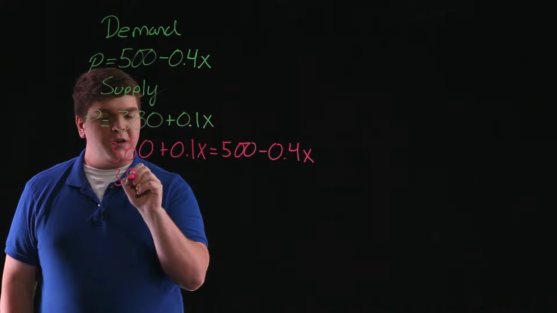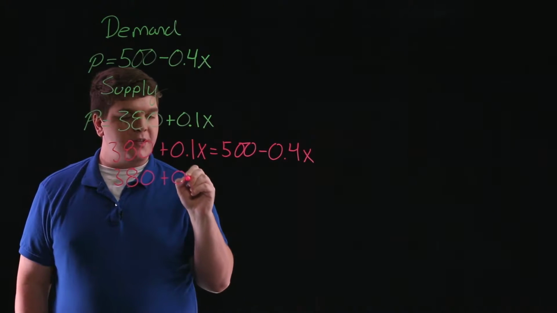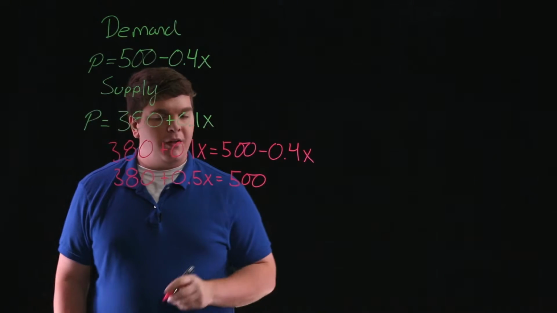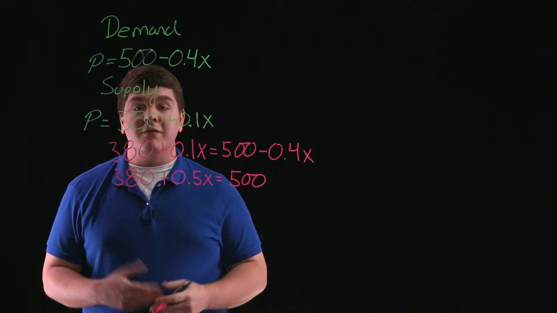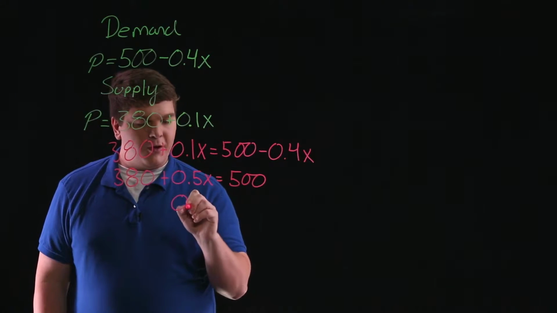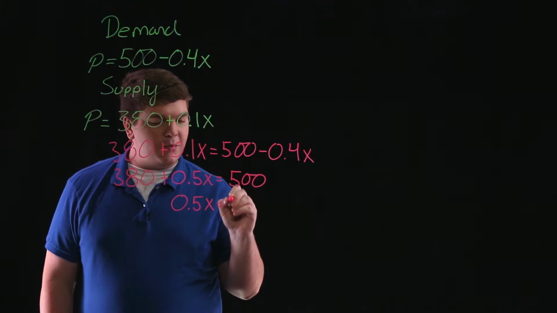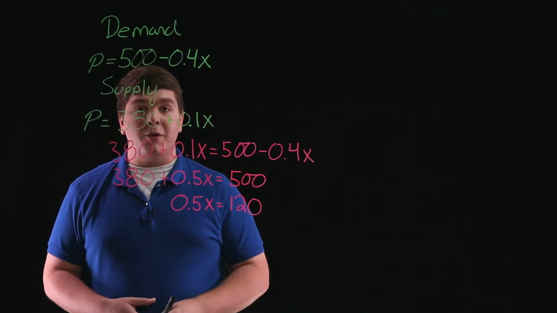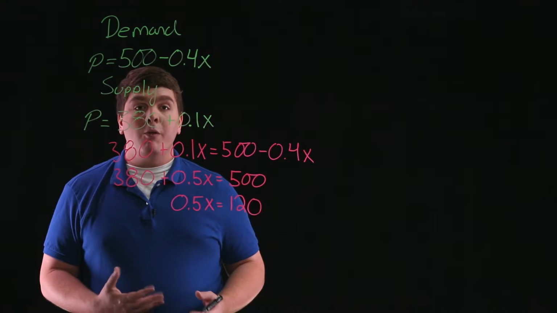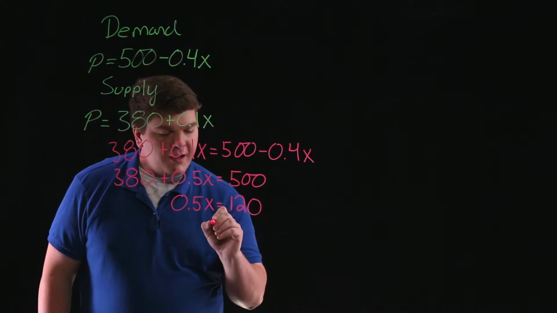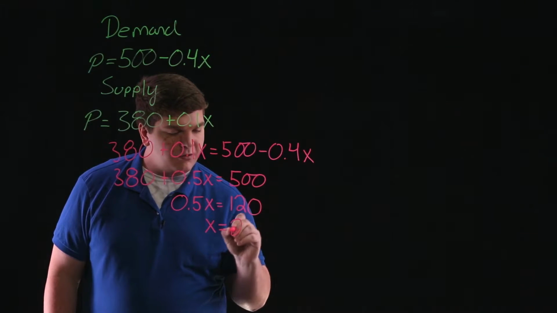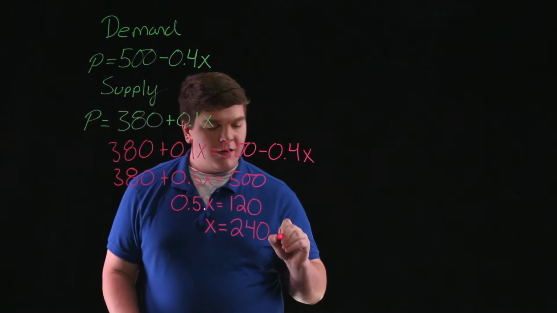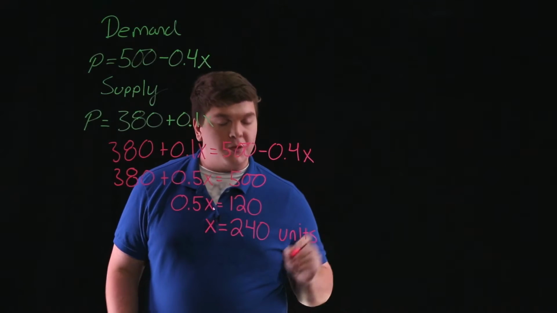This gives us the equation 380 plus 0.5x is equal to 500. Here, we can subtract 380 from both sides of the equation, leaving us with 0.5x is equal to 120. Now here we can solve for x by either dividing both sides of the equation by 0.5 or by multiplying both sides of the equation by 2. Either way, we'll end up with x is equal to 240. And as I said earlier, this is the number of units that we must sell to reach our equilibrium point.